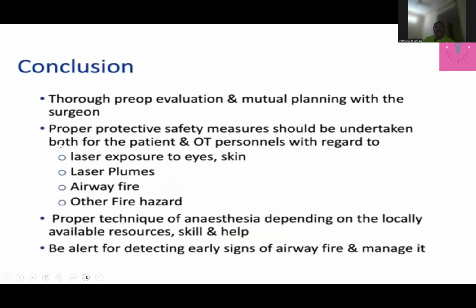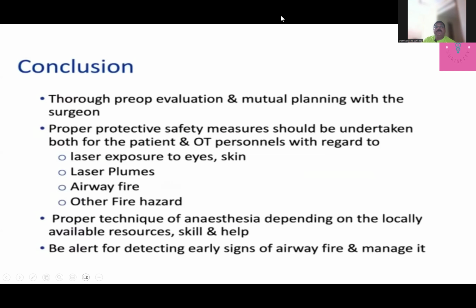Conclusion: thorough preoperative evaluation and mutual planning with the surgeon are needed. Proper protective safety measures should be undertaken for both the patient and OT personnel with regard to laser exposure to eyes and skin, exposure to laser fumes, airway fire and other fire hazards. You have to use the proper anesthesia technique depending upon the locally available resources and skills. Be alert for detecting the early signs of airway fire. If an airway fire occurs, you have to manage it.